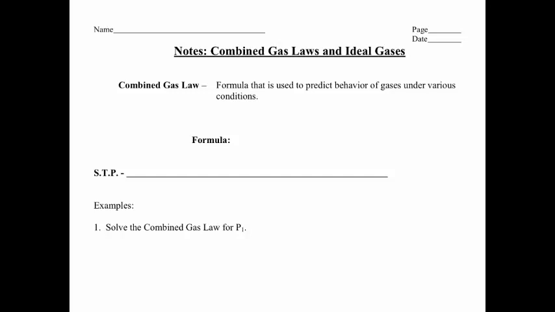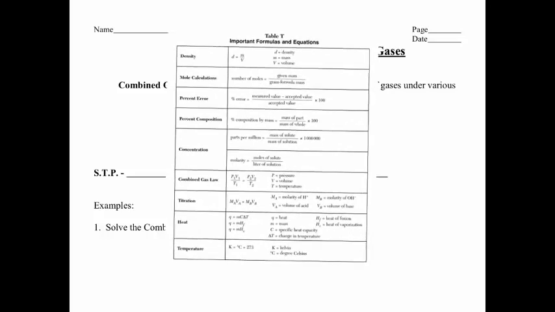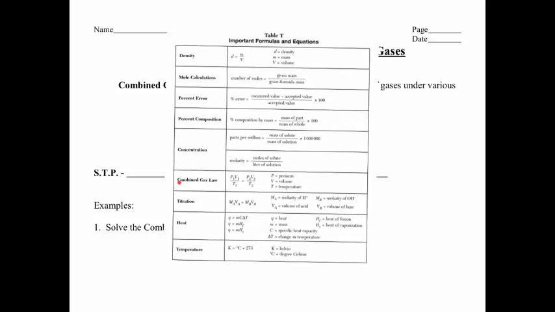Since we've been talking a bit about the different phases of matter and how they behave, we're going to focus in today on gases. The combined gas law is actually a formula on the back of your reference tables. It's in the table in the section labeled combined gas law right here. You can see that the P represents pressure, V is volume, and T is temperature. The 1 as the subscript just means the initial setup, and the 2 means the final. So something's going to change from one side to the other.